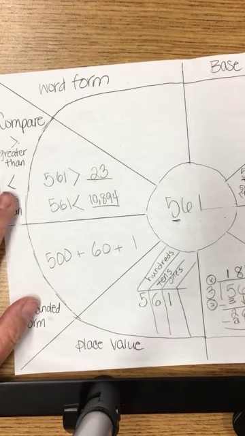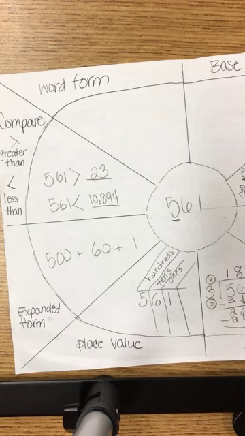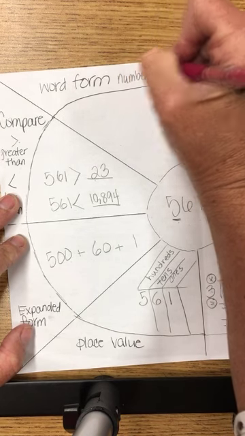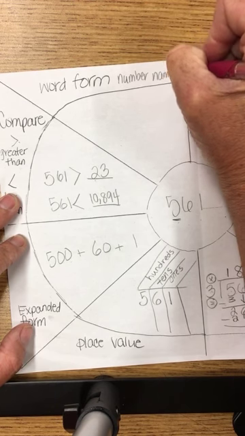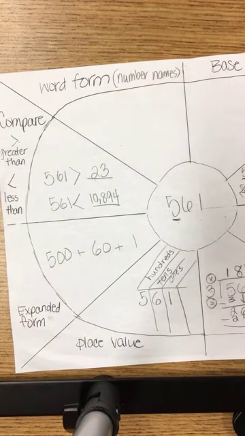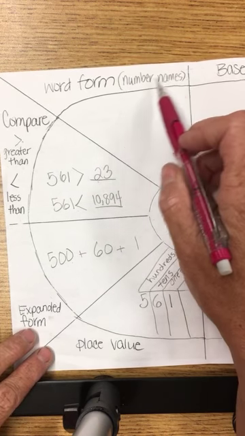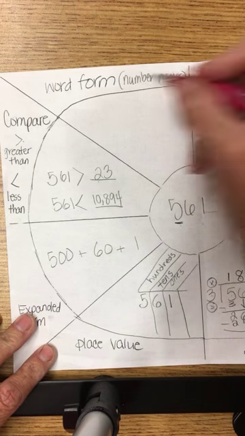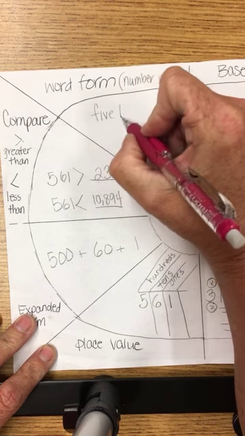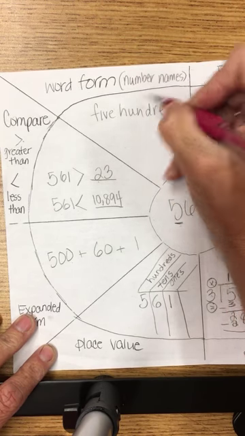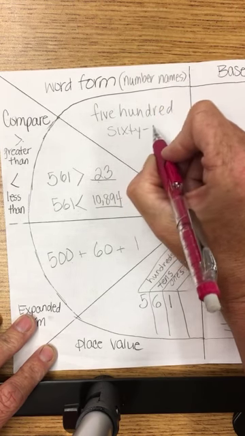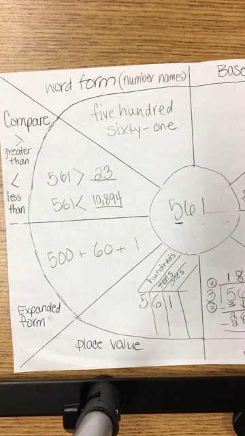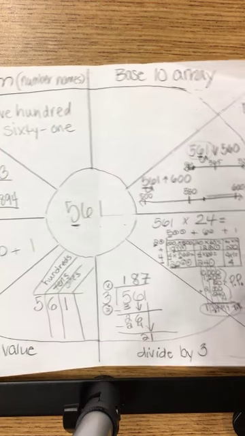Okay? For word form, again, it's just like you say it, your name. You can think of it as number names. And you can write that down. If you didn't know what word form was by memory, please write number names up there so that it helps you remember. We're going to just write 561 in words. Spelling counts, ladies and gentlemen, so please make sure that you're checking your spelling with those number words.